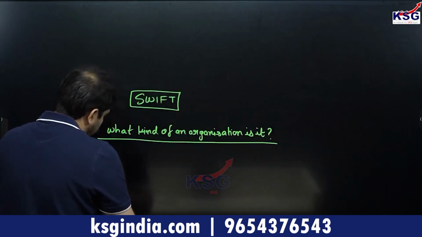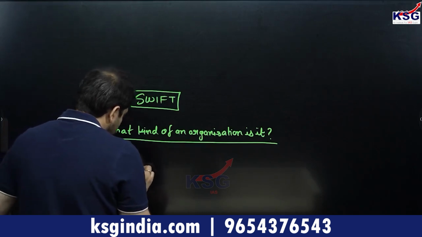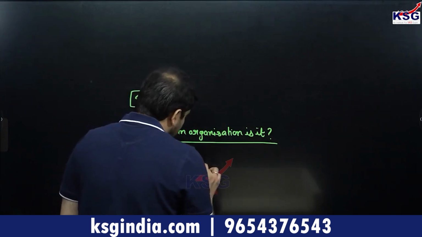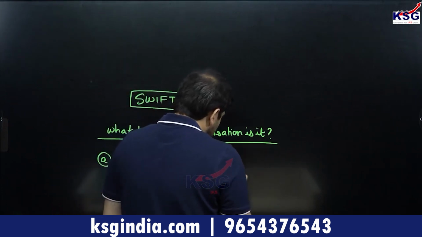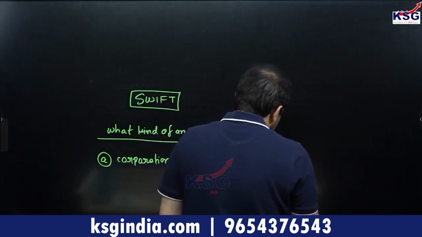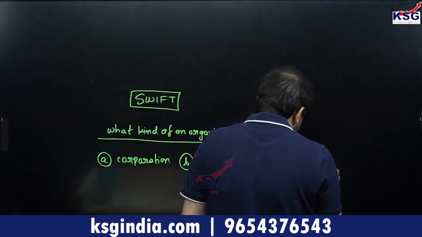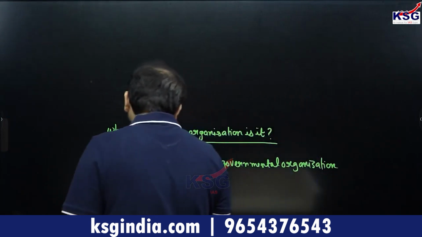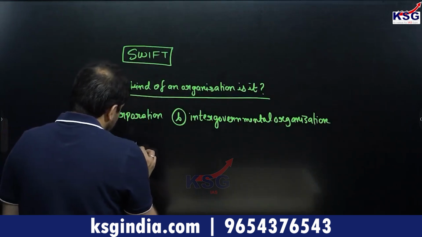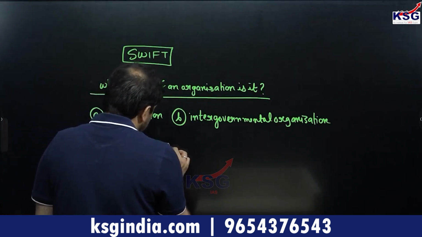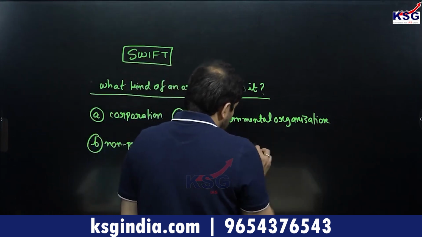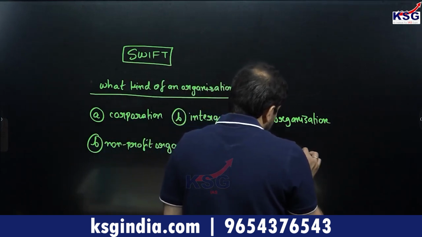Now, for example, one option can be that it's a corporation, like a company. Second, it can be an intergovernmental organization, like a multilateral organization, like the SCO or NATO. Third, it can be a non-profit organization. And the fourth option can be that it is a cooperative, a sahakari organization.